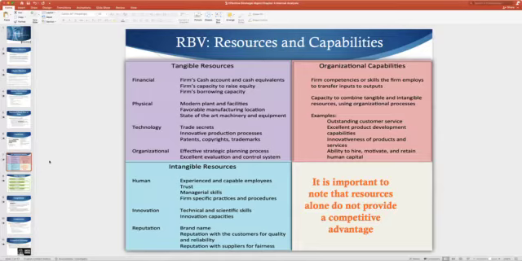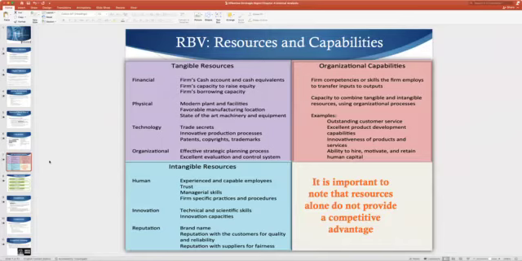And in addition to that, do they follow an excellent evaluation and control system? There's been extensive research done on firms that follow formalized strategic planning processes and their performance over firms that don't. And it's significant. The ones that do follow formalized strategic planning outproduce, outperform those firms that don't. Now, intangible resources.